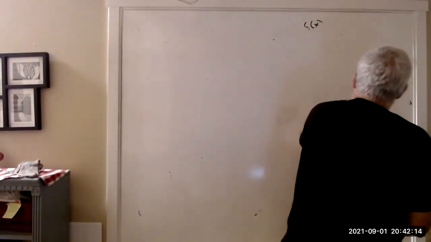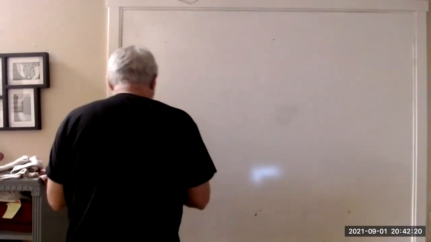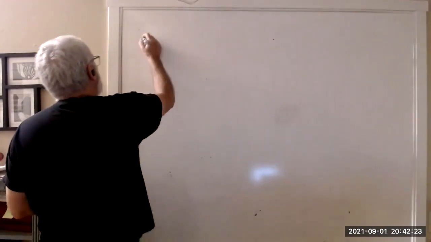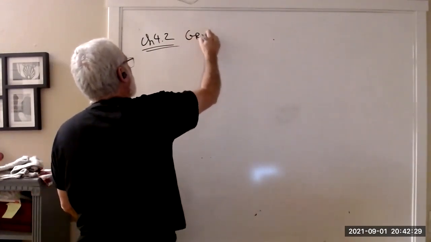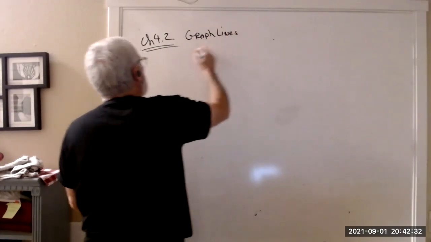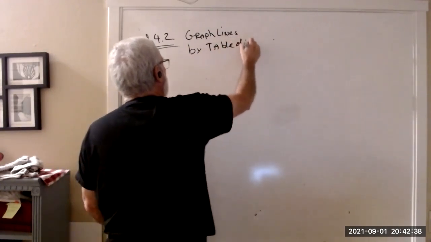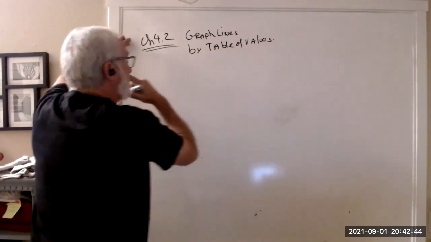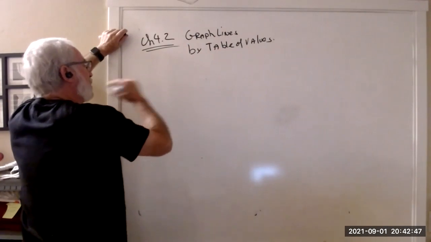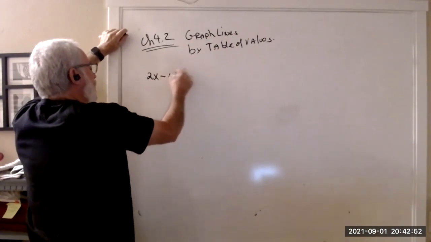In chapter 4.2, Mom wants you to graph lines by building a table of values. Okay, so let's take an easy example. Let's take 2x minus y equals 6.